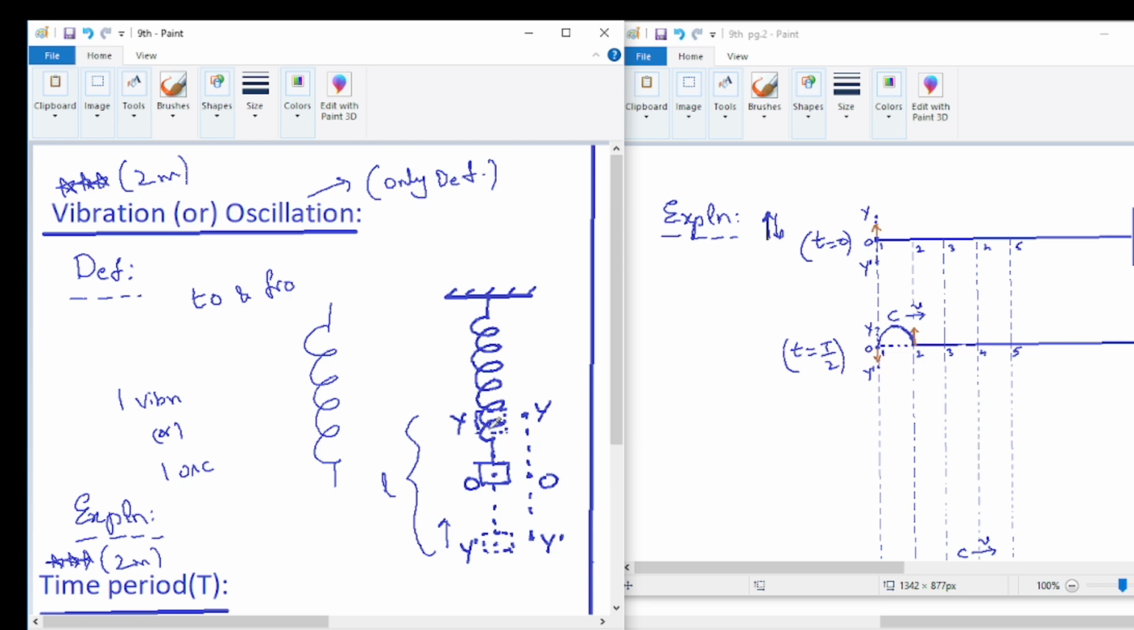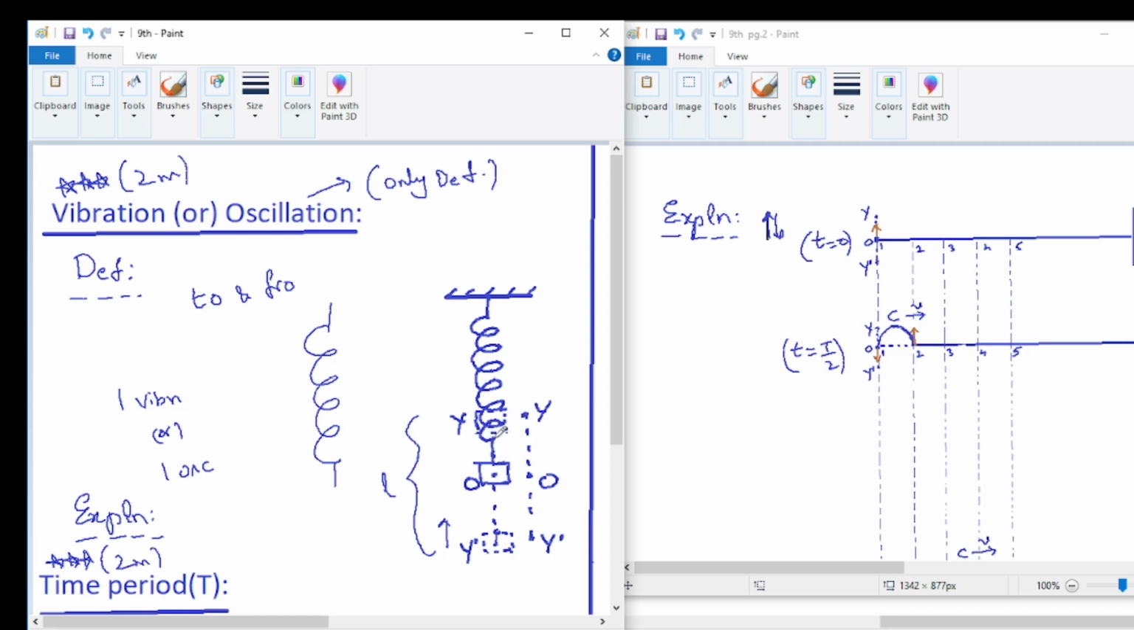Only bottom to top, y dash to y, means the time taken will be, easily we can guess, T by 2, half of the total time period. Total time period means bottom to top and top to bottom. Only bottom to top will be half of the total time, T by 2. And again from top to bottom also it will be half of the time period. So bottom to top is called half vibration, and the same way top to bottom is the next half of the vibration.